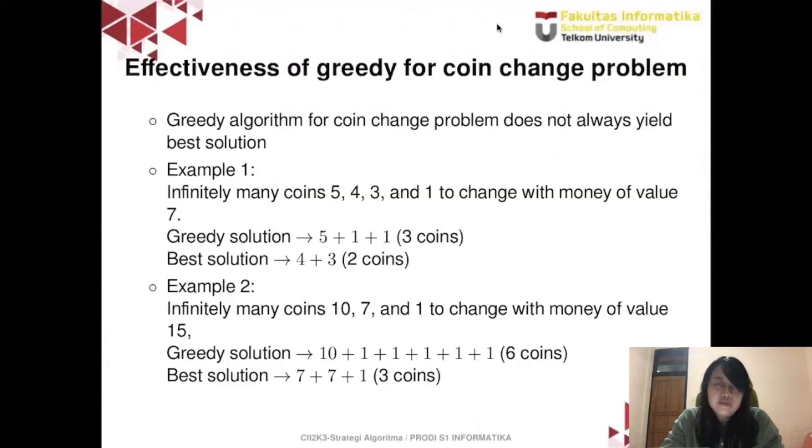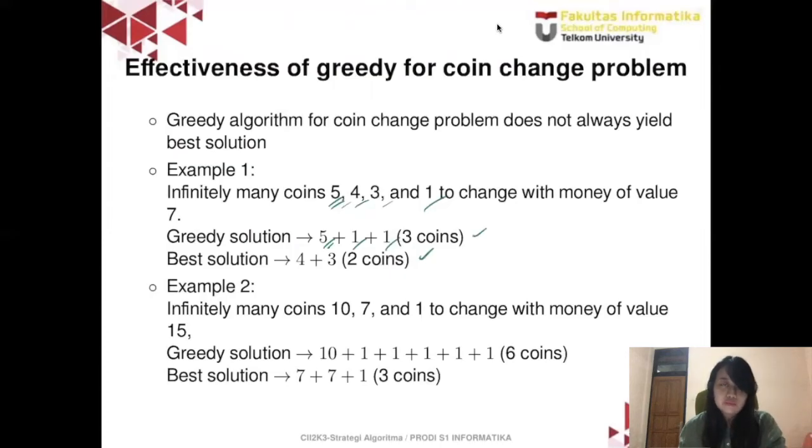For example, if we have coins of value 5, 4, 3, and 1, and we want to change money of value 7, the greedy solution means we will choose 5 first, and then we have 2 remaining. We cannot choose 5, 4, or 3, so we choose 1, and then 1 for the last one. So we have 3 coins, but actually the best solution is 4 and 3, which means we only need 2 coins.